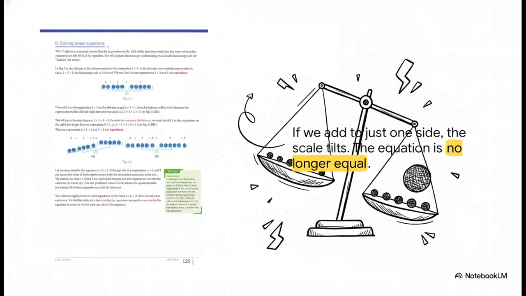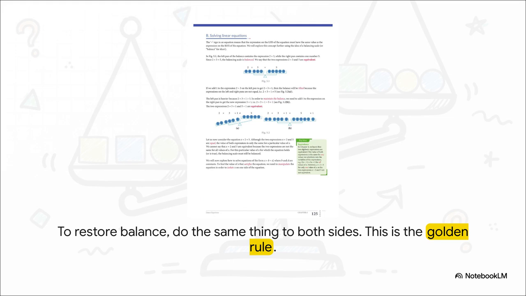But watch what happens if we mess with that. What if we just plop something extra on just one side? Whoop! The whole thing tilts. It's not in balance anymore. The two sides are not equal, and our equation is officially broken. So how do we fix it? Well, to restore that perfect balance, we have to do the exact same thing to the other side. We added something to the left, so we have to add that same something to the right.